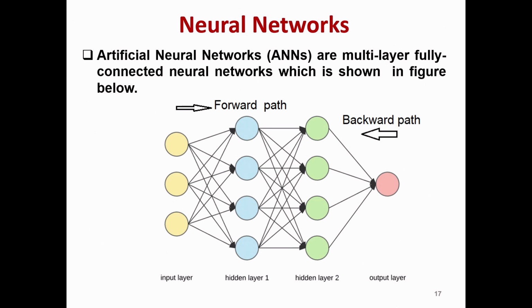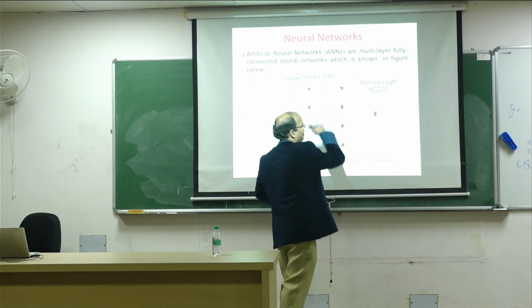And then the hidden layer 1, hidden layer 2, and then the output layer, right? So one is called the forward path, the other is called the backward path, right? The forward path is responsible for y hat computations, right? So if you want to compute y hat, y hat is nothing but the output of the model, the MLP, right? And then we have the backward path.